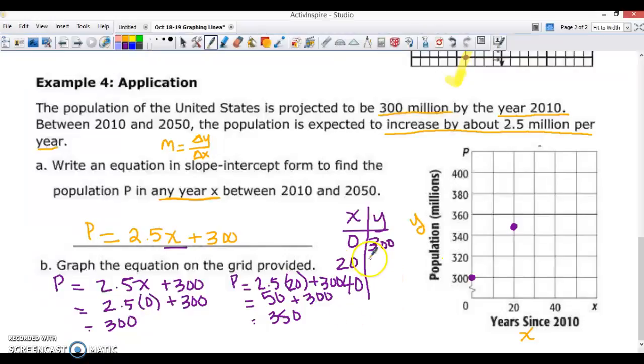And then lastly, I'll put that in my table. Lastly, at 40, again, 2.5, x is now 40, so you plug in 40 for x. Plus 300, 2.5 times 40 is 100. And 100 plus 300 is 400 million people in the year 2050.